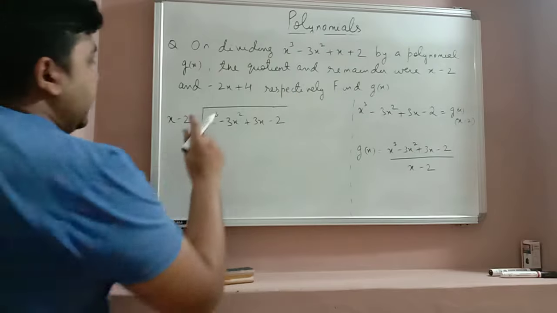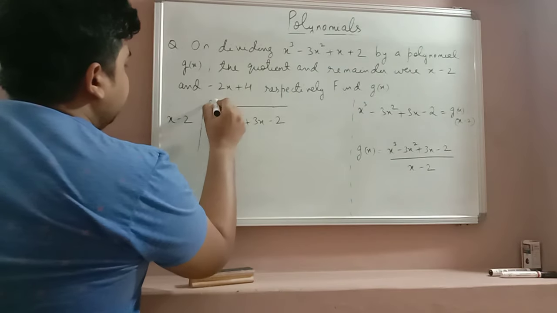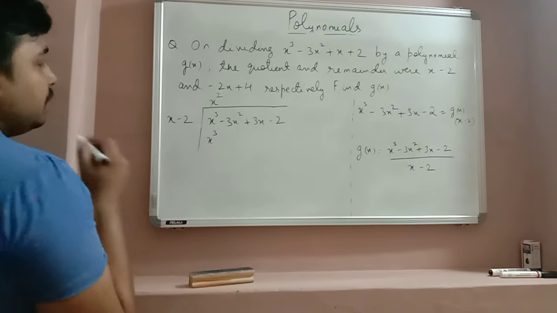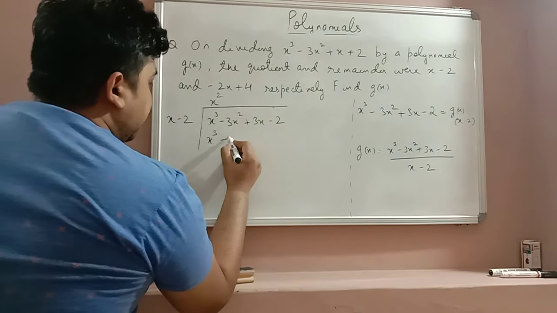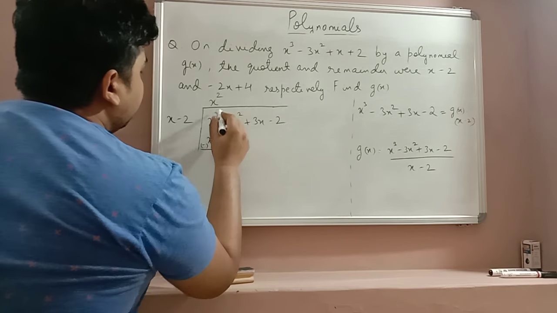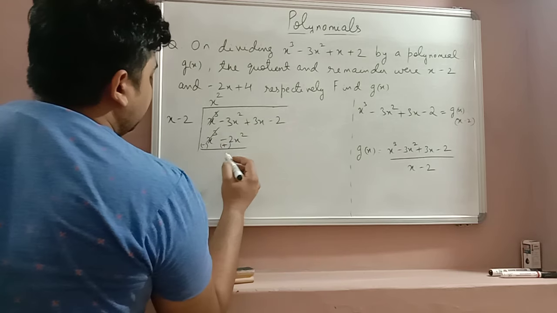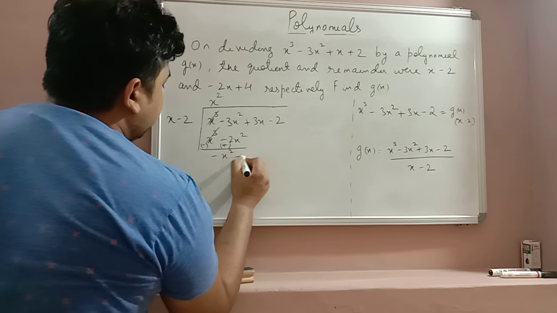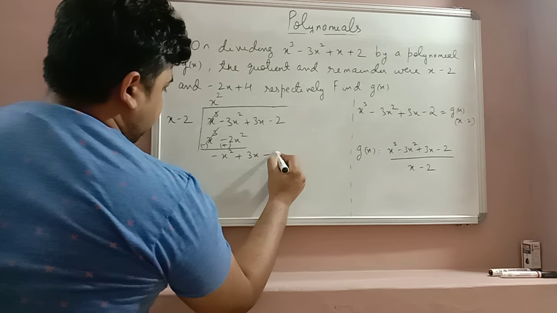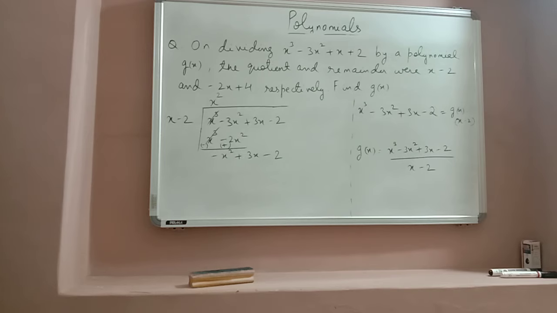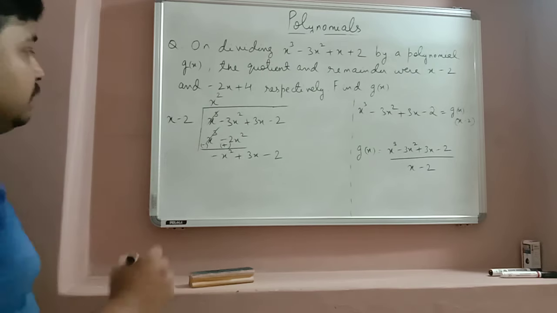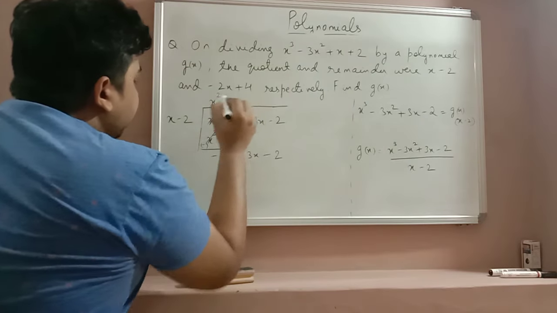Now firstly I need an x cube, so I'll multiply x by x square in order to get x cube, and consequently I'll get minus 2x square. On subtracting, the signs will change and this will turn out to be minus 3x plus 2x. It is minus x square, and we'll note down the other two terms that are plus 3x and minus 2. Now I need a minus x in order to get minus x square from x. So here it will be a minus x.